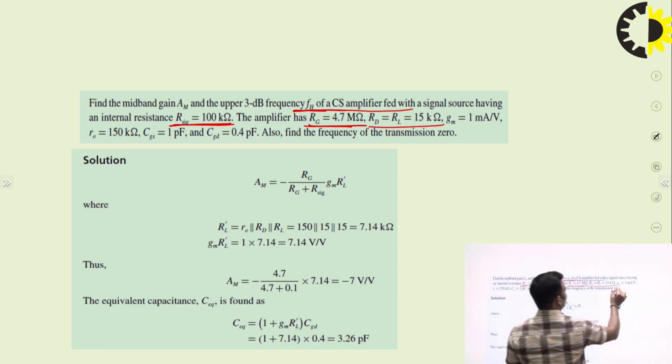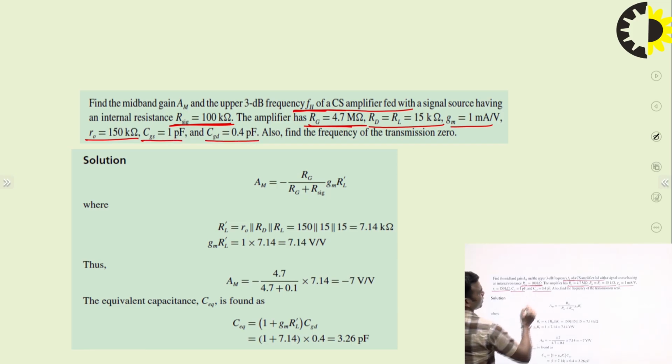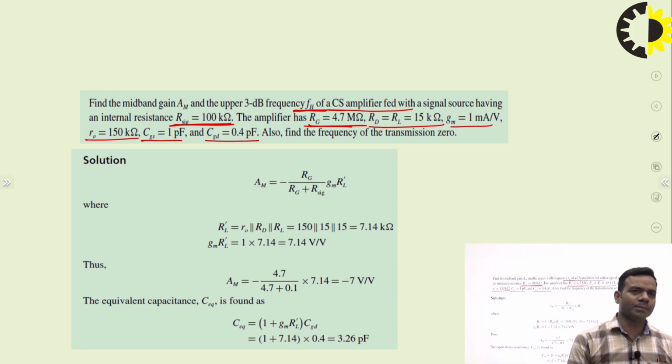GM is already provided, which is 1 milliampere per volt. R naught is 150 kilo ohm. CGS is 1 picofarad and CGD is 0.4 picofarad. These types of numericals seem very complicated, but if you remember a few relations, they are simple numericals which can be solved with the help of the formulas which we have already derived.